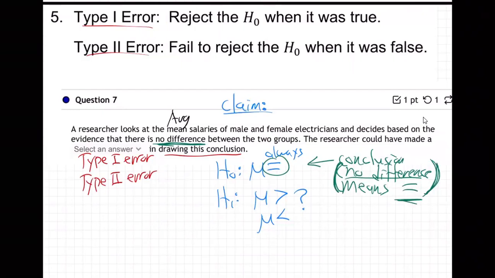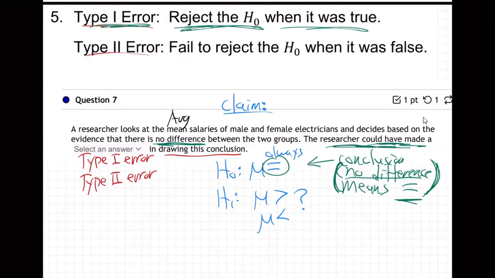Equals. So right, if things are not different, then they are equal. If they are not different, then they are equal. So in other words, they concluded H0, didn't they? Right? That's what the researcher concluded. So he did what? Could he have done a type 1 error, where you reject the null when it was true? Could that have happened? Could he have made a type 1 error?